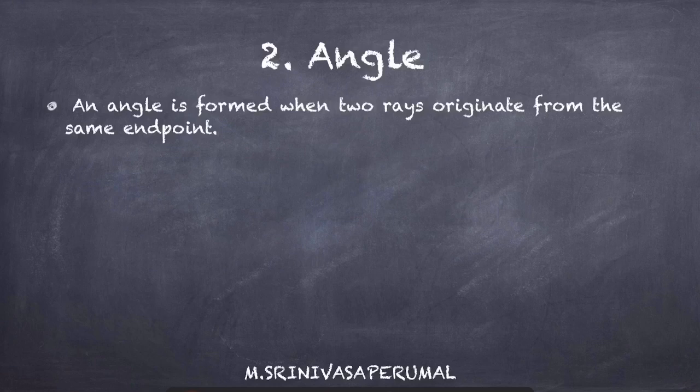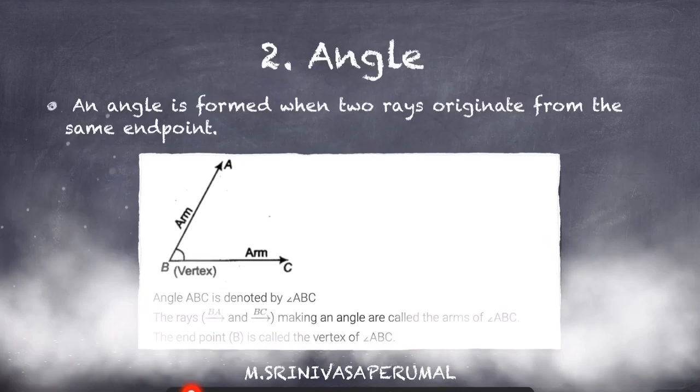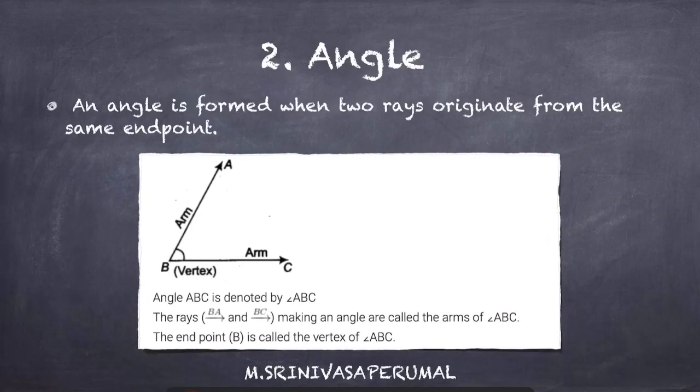Next one, angles. An angle is formed when two rays originate from the same point. So consider a diagram. Here ray BA bar means BA is a single ray, and BC is another ray. At this point B, two rays are connected. This is called an angle.